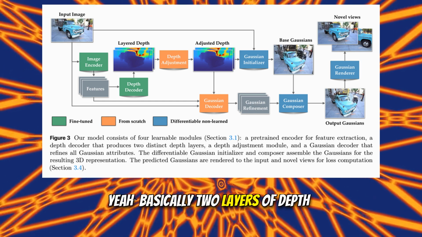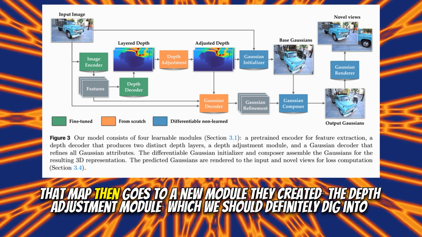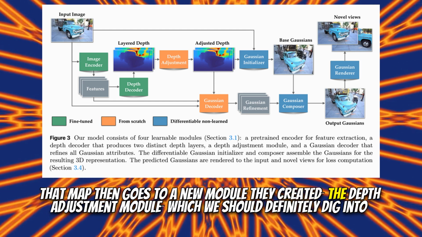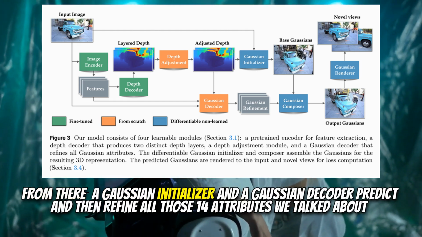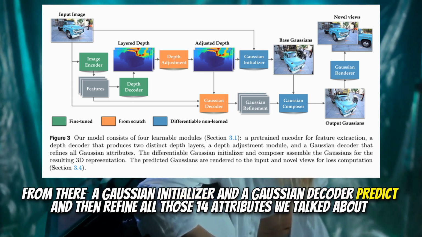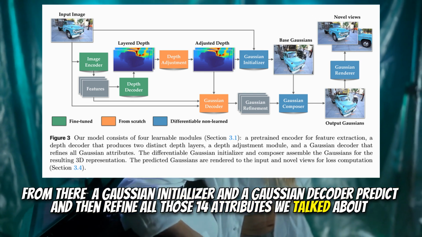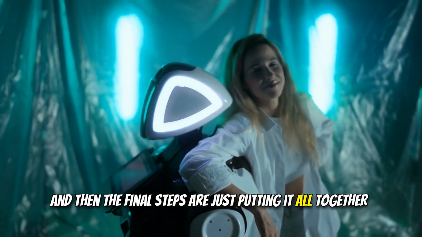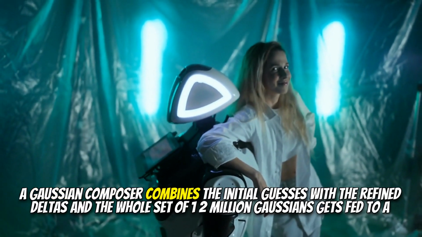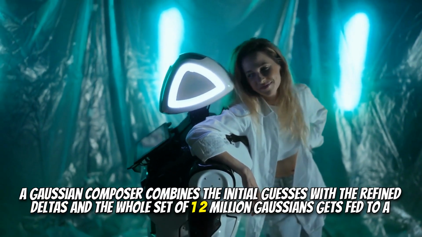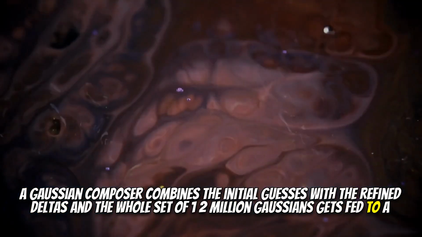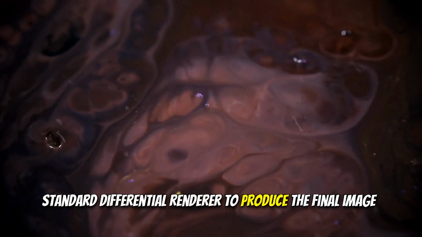Yeah, basically 2 layers of depth. That map then goes to a new module they created, the depth adjustment module, which we should definitely dig into. From there, a Gaussian initializer and a Gaussian decoder predict and then refine all those 14 attributes we talked about. And then the final steps are just putting it all together. Yep. A Gaussian composer combines the initial guesses with the refined deltas, and the whole set of 1.2 million Gaussians gets fed to a standard differentiable renderer to produce the final image.